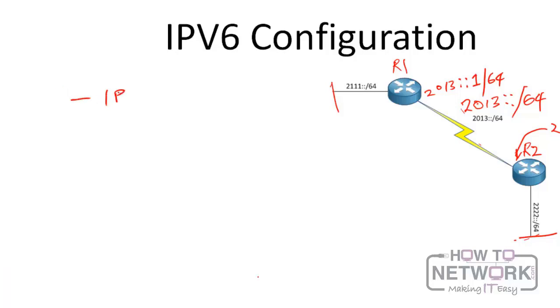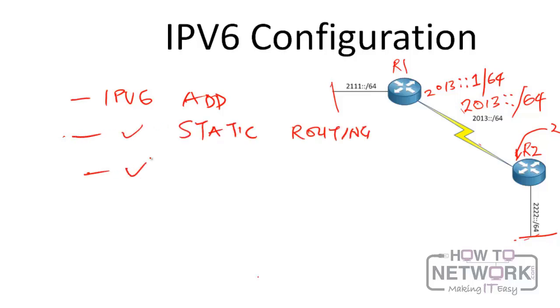So in this video, we started by configuring IP version 6 addresses, and then we moved to IP version 6 static routing, and then finally, we ended up with IP version 6 OSPF configuration.